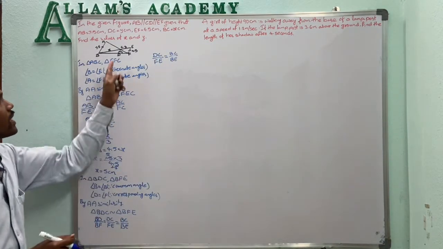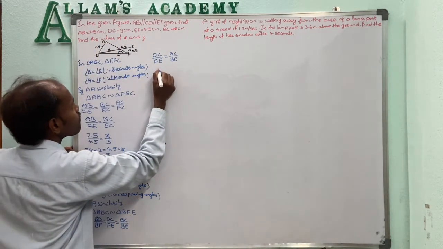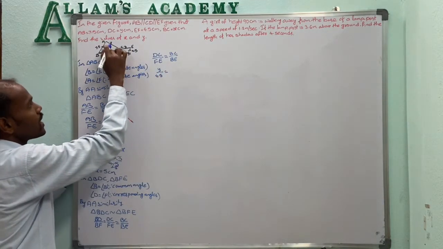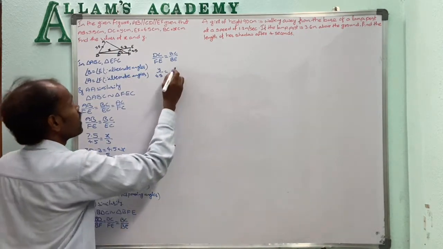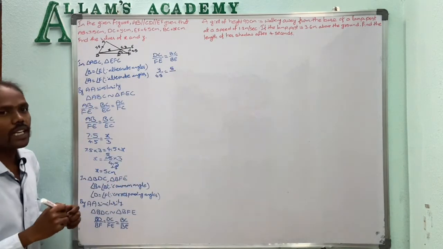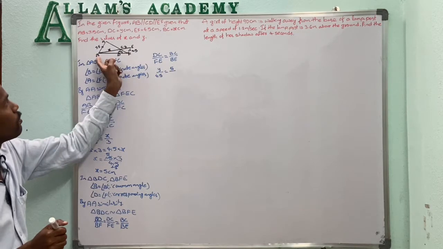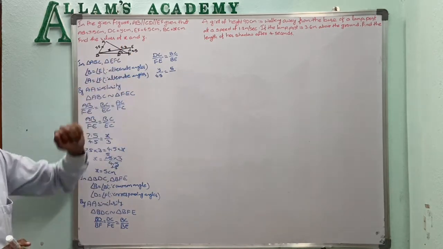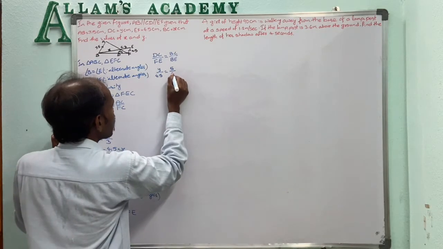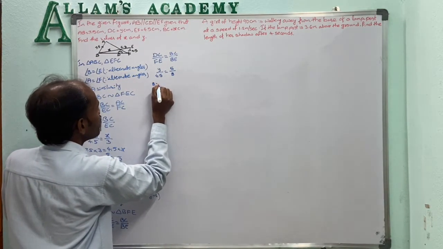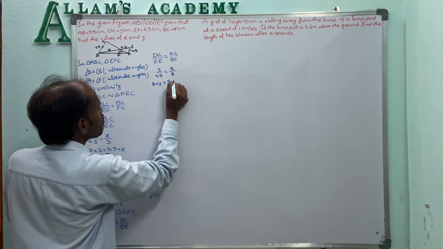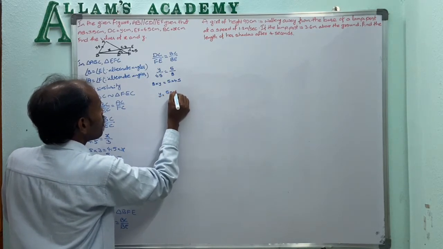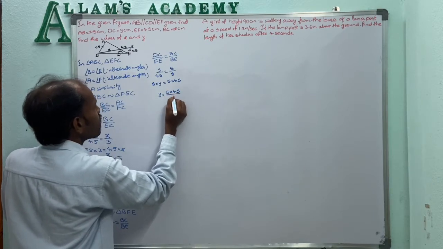DC length is y and FE length is 4.5. BC is the x value we already found, which is 5, and BE is the sum of BC plus CE, that is x plus 3, which is 5 plus 3 equals 8. By cross multiplication, 8 into y equals 5 into 4.5, so y equals 5 into 4.5 by 8.